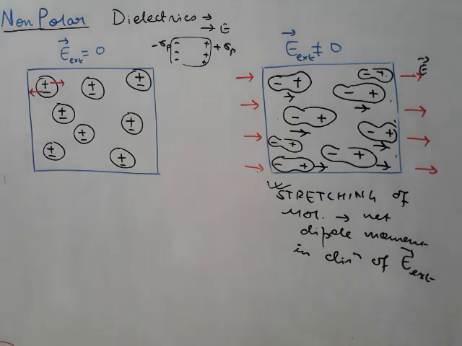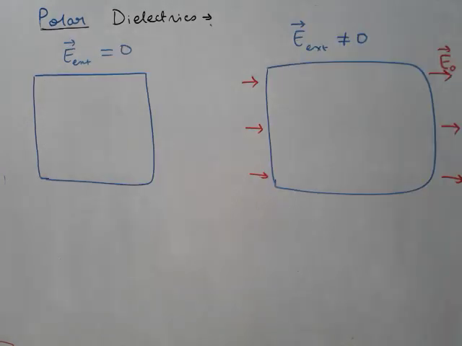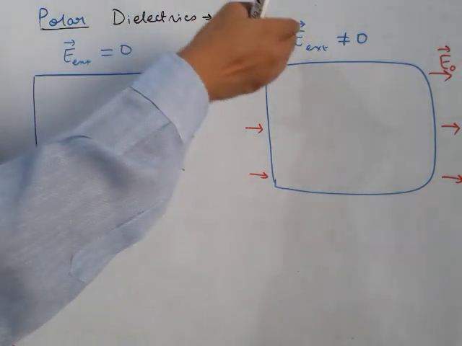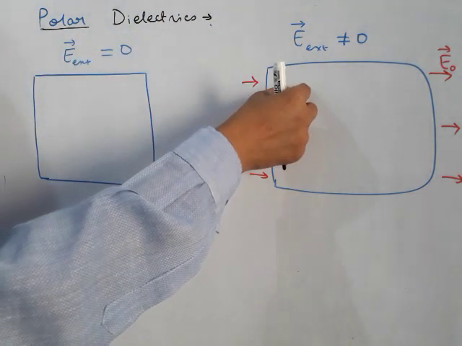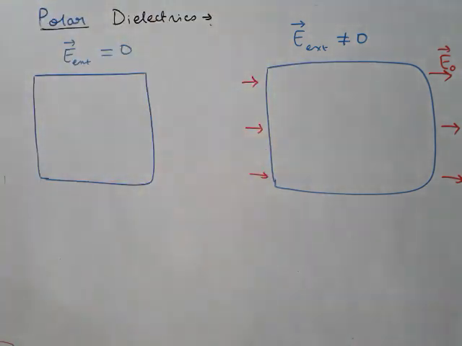Next, let's see about polar dielectrics. In case of non-polar dielectrics, we had seen that although the net dipole moment was zero in absence of external electric field, when external electric field is applied, due to stretching, it results in a net dipole moment.